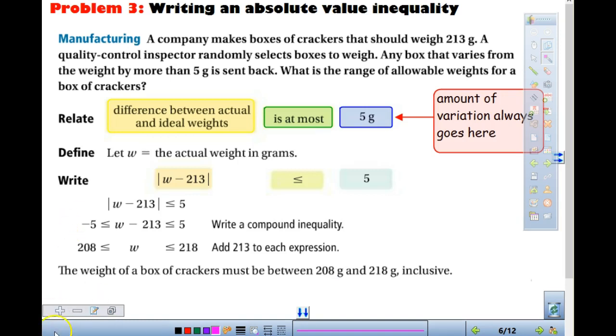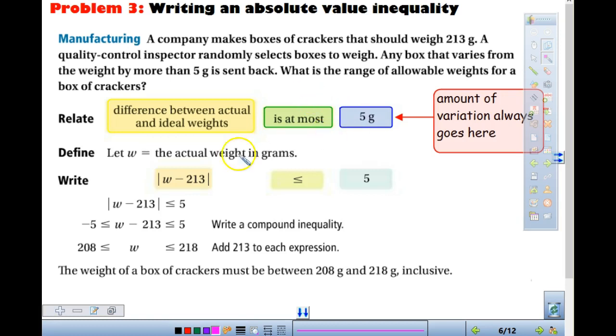The company makes boxes of crackers that should weigh 213 grams. The quality control inspector randomly selects boxes to weigh. Any box that varies from the weight by more than 5 grams is sent back. What is the range of allowable weight for a box of crackers?